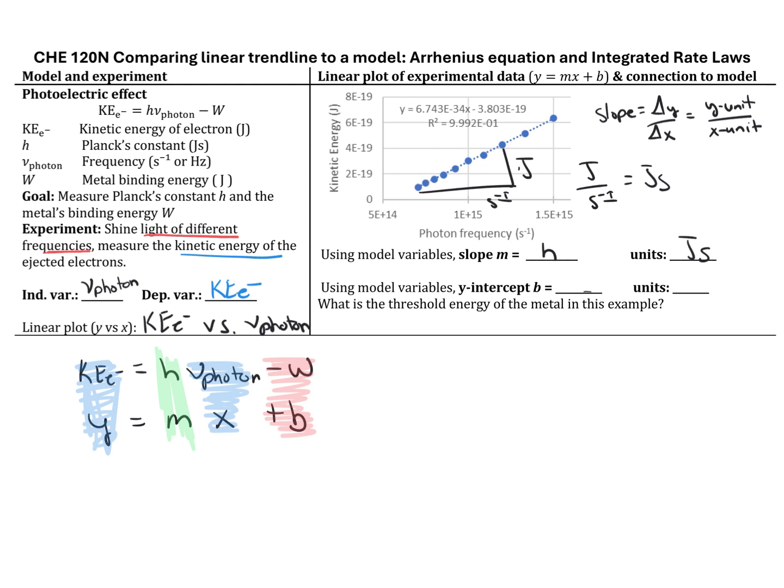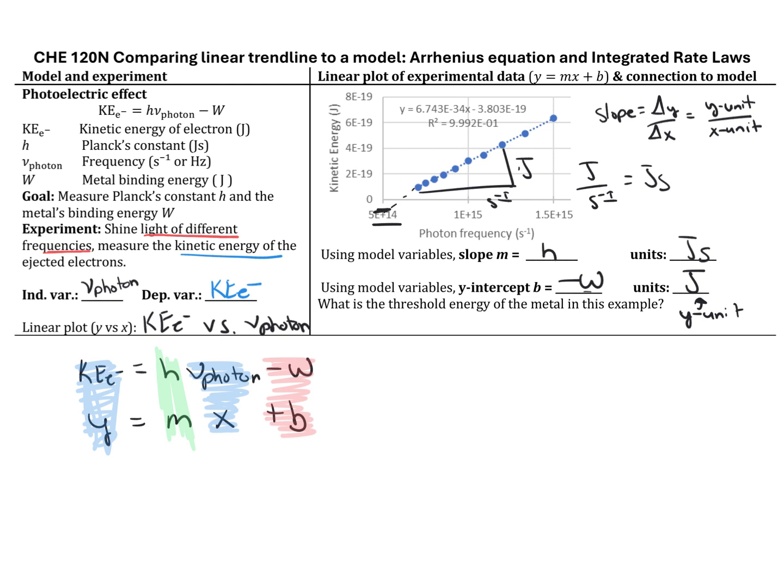If we look at the y-intercept, it is just a value on the y-axis, so the y-intercept units are always just going to be equal to the y unit. So the y-intercept has the same unit as the y-axis, which is joules. Now, according to the model variables, when we plug that in, the intercept is going to be negative times the threshold energy, right?